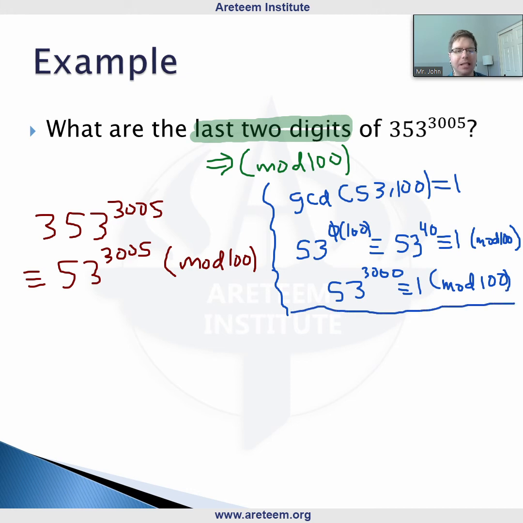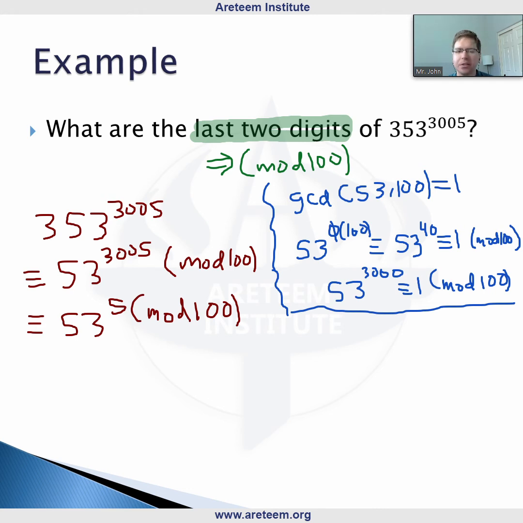And now we'll complete our first box on the top here. Why? Because now if we know 53 to the 3000th power is 1, then we know that we just need to calculate 53 to the 5th power mod 100. And this is where the theorem comes into play. We had the 3005th power, we can reduce it all the way to just the 5th power, and then we are good from there.